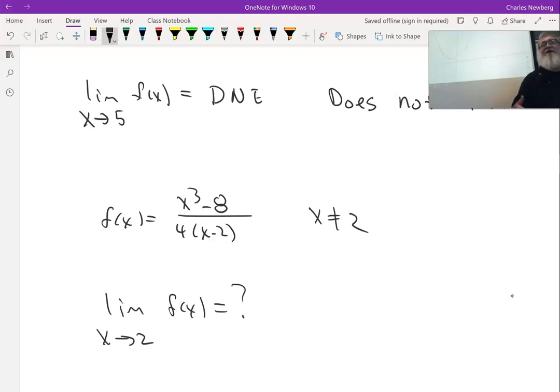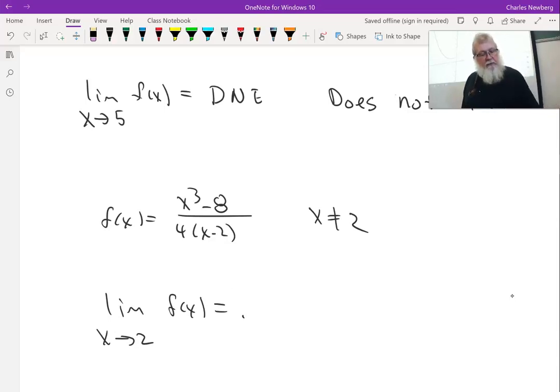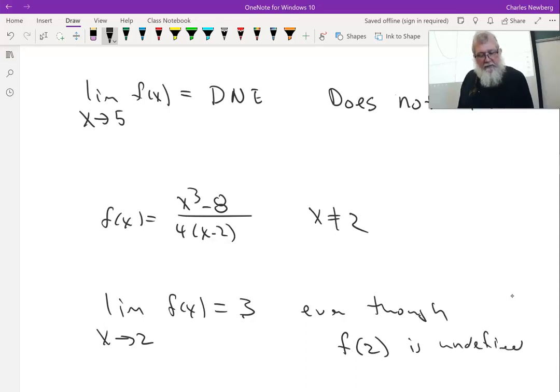It's gone, right? Because it's undefined. We don't care what happens as we're going in. We care what happens as we're getting really close. So just by looking at this graph, what would we say this value is? 3, even though f of 2 is undefined.